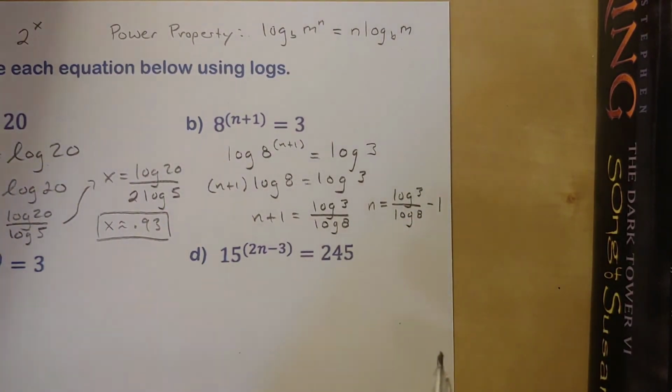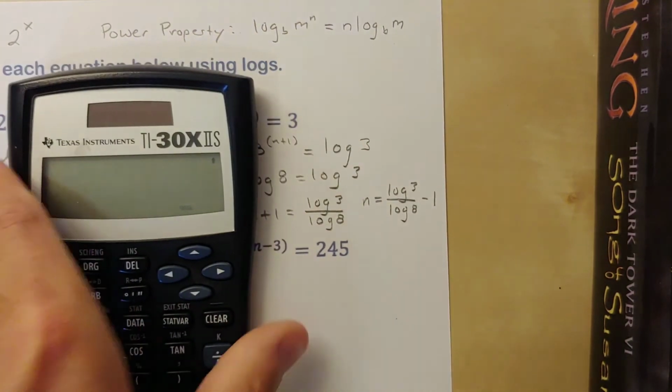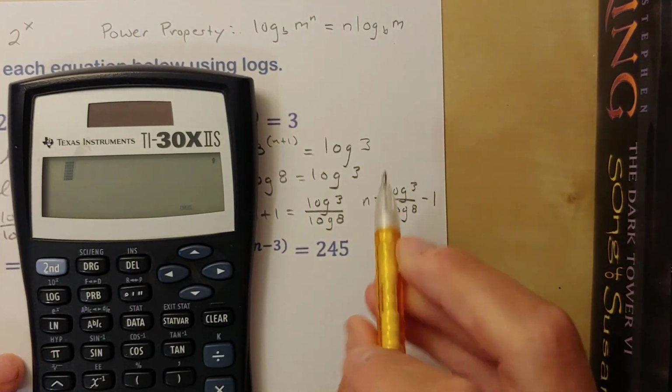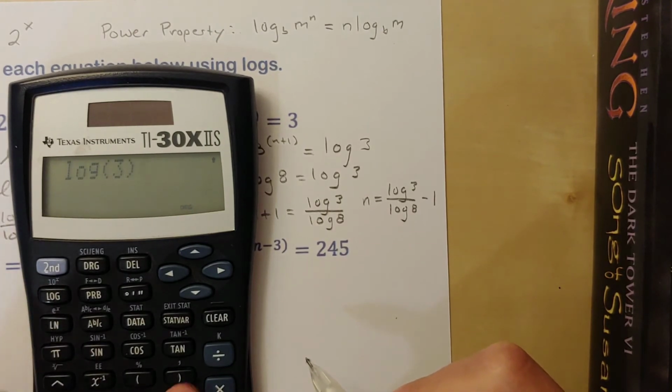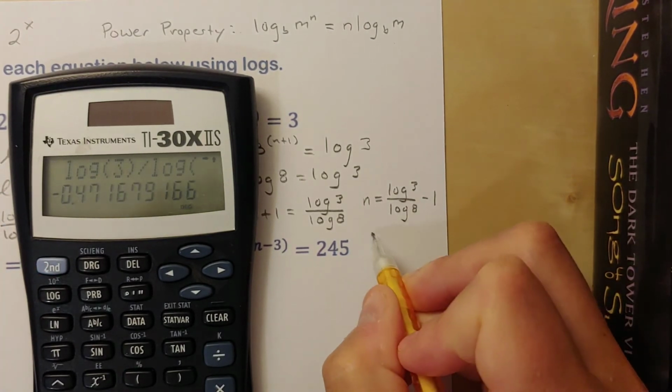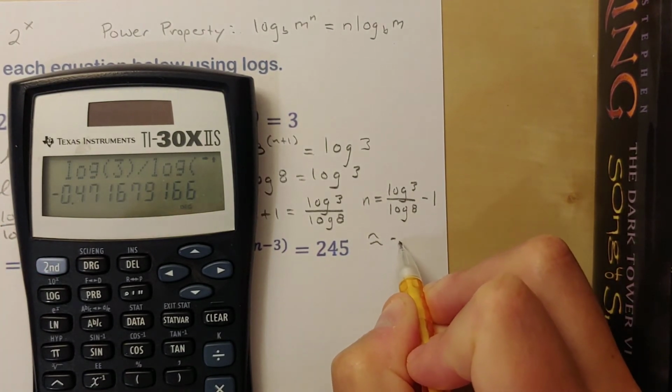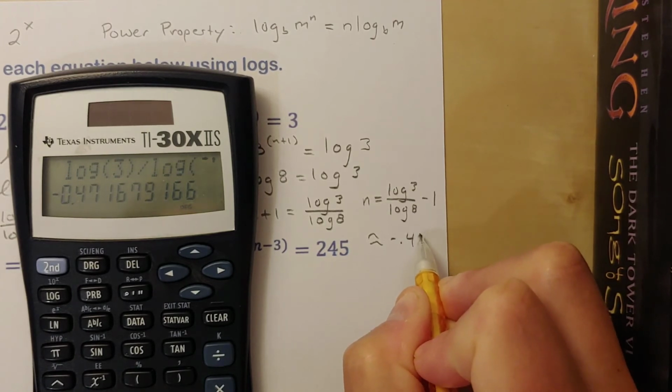And that is what I'm going to put in my calculator to find my approximate answer. This will be my exact answer. My approximate answer is going to be log of 3 divided by log of 8. And then we'll subtract 1. We get about negative 0.47.